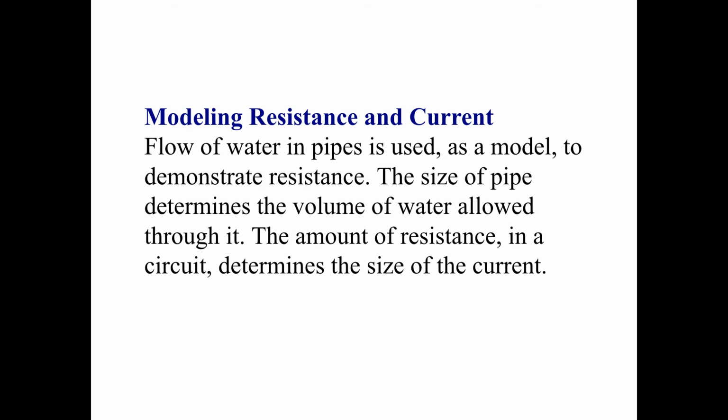One of the other ways that we model resistance and current, and this would be on page 305, is comparing it to the flow of water. Resistance, if we consider the size of a pipe, determines the amount of water that can flow through it. The amount of resistance in a circuit determines the size of the current. If we have a lot of resistance, then that will make the current much less. And if we have very little resistance, then our current will be able to move much faster.